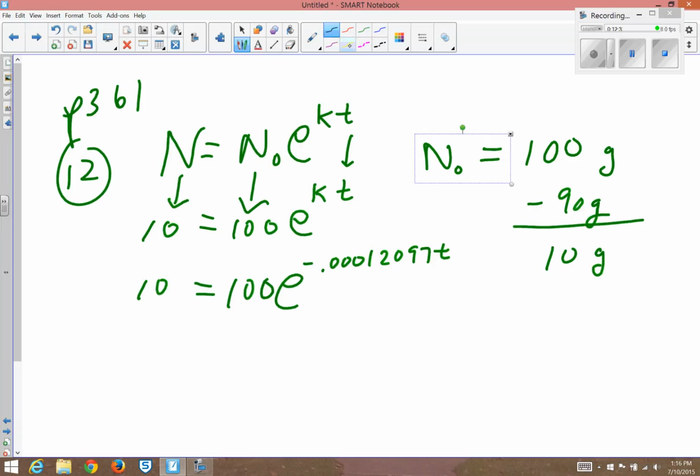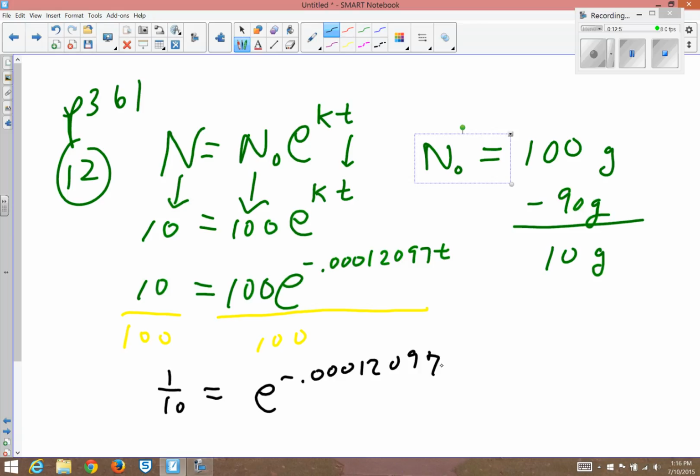So what we do now is divide both sides by 100. Ten divided by 100 could be written as 0.1 or 1/10. Either way you want to write it. The other side of the equal sign will be e raised to the negative 0.000120097 t, because these hundreds cancel.